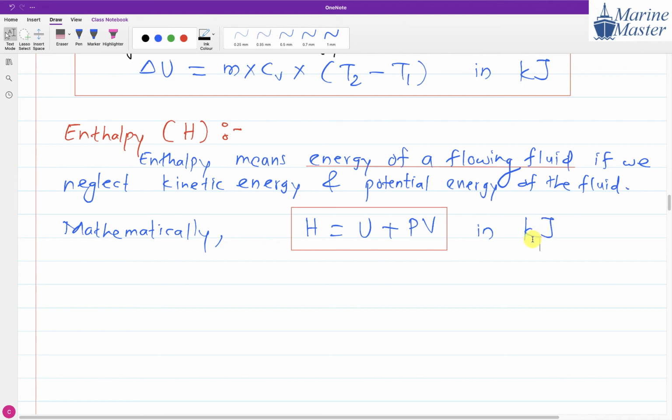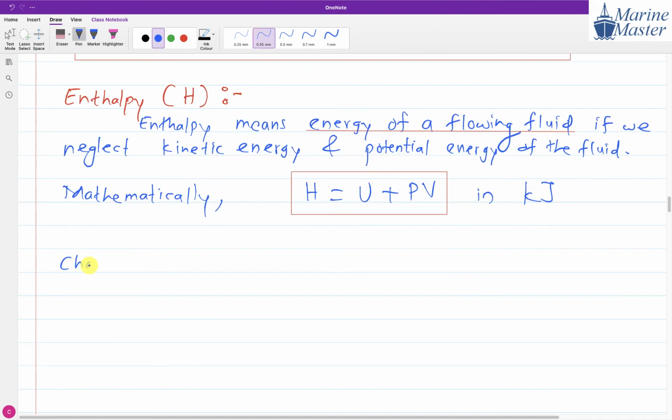Here we will prefer kilojoule because joule will become a smaller unit. Change in enthalpy means what? How do we denote change in enthalpy? We denote change in enthalpy by delta H. And delta H means H2 minus H1. H2 means final, H1 means initial. And its unit will be in kilojoule.